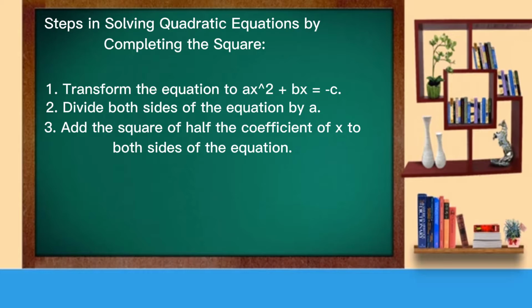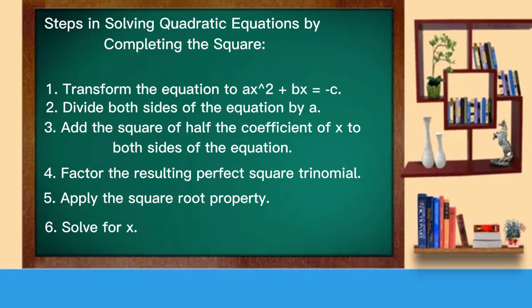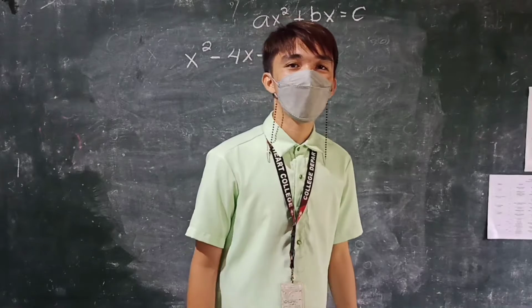Third, add the square of half the coefficient of x to both sides of the equation. Fourth, factor the resulting perfect square trinomial. Fifth, apply the square root property. And lastly, solve for x. Let's have our first example.